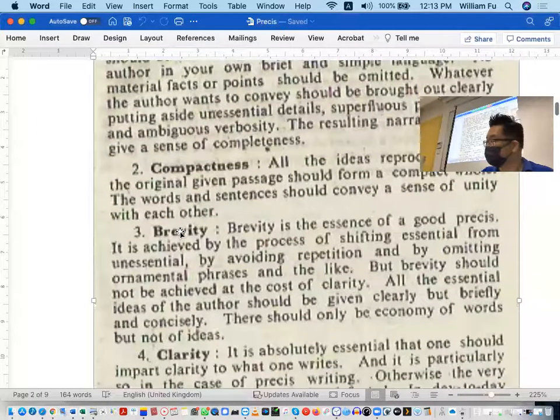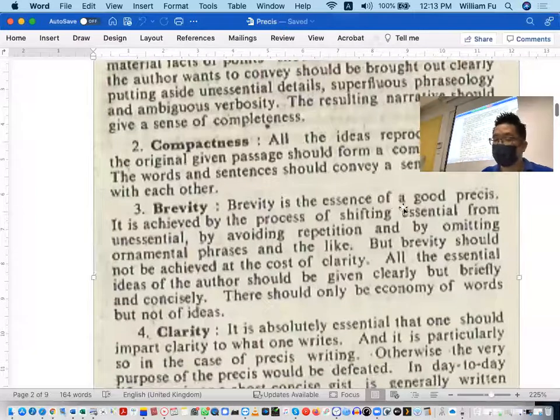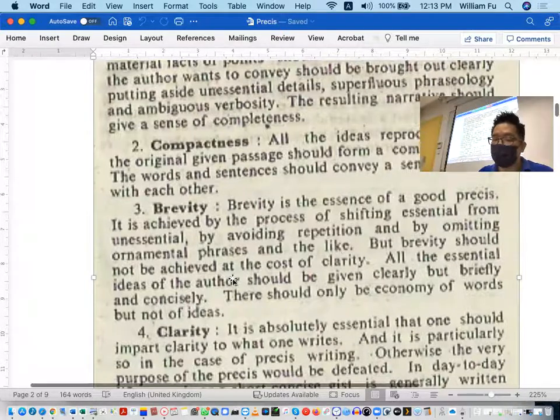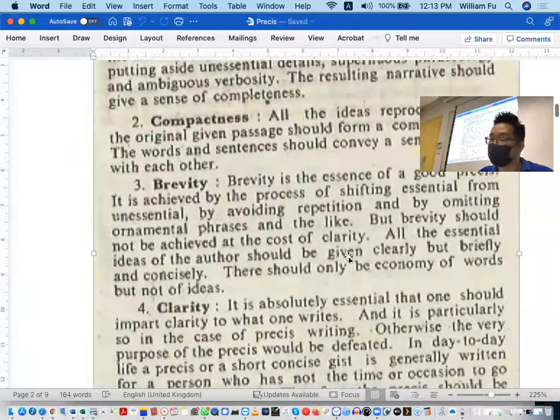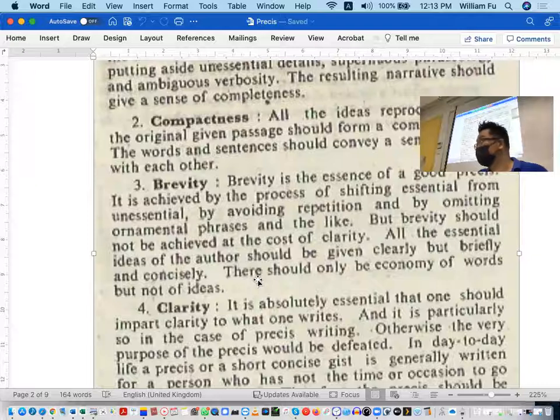Brevity. What's brevity? Short, concise. Brevity is the essence of good phrasing. It is achieved by the process of sifting the essential from the unessential, by avoiding repetition and by omitting ornamental phrases and the like. But brevity should not be achieved at the cost of clarity. Understand? It must be clear. All the essential ideas of the author should be given clearly, but briefly and concisely. There should only be economy of words, but not of ideas. That's why you should choose your words really wisely.